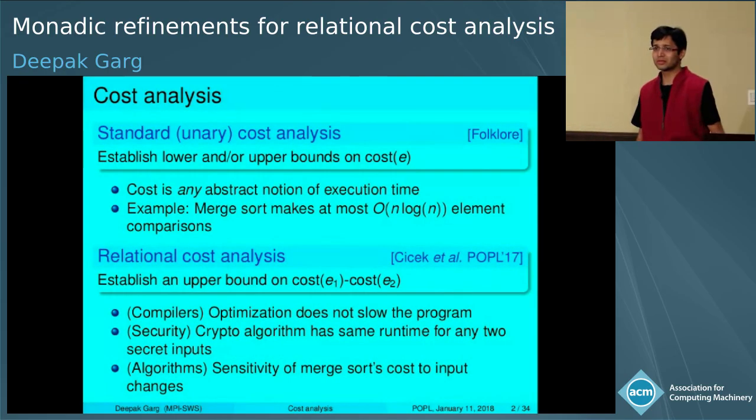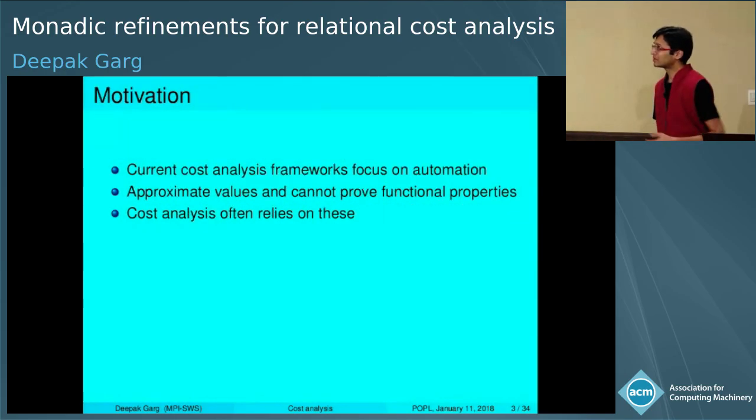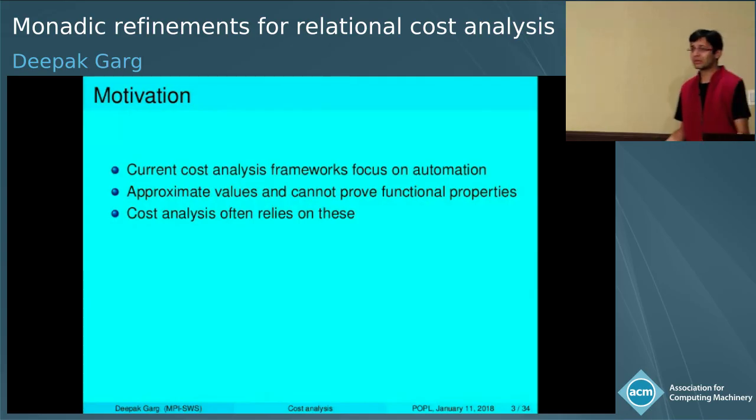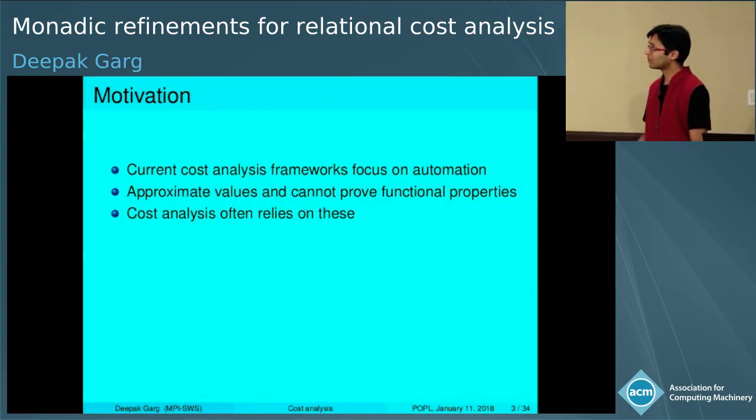So given these two problems, this is the general space in which we want to work. Now, I told you both of these problems have been studied, so what is our motivation? Well, our motivation comes from the fact that if you look at current formal frameworks for doing cost analysis, for very good reasons, they focus on automation, largely. This also means that they have to make certain approximations. In particular, often they have to approximate over precise values, and in some cases they lose expressiveness to the extent that they cannot prove functional properties. But cost analysis will often rely on these.